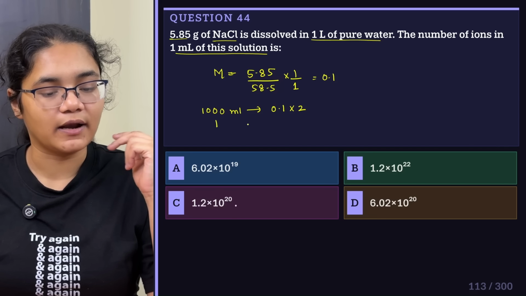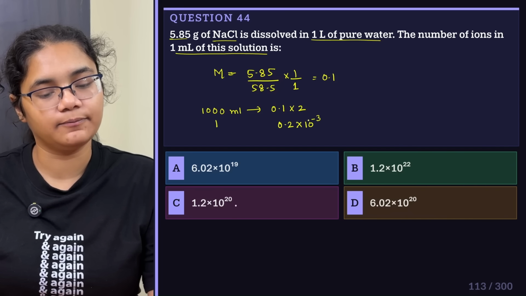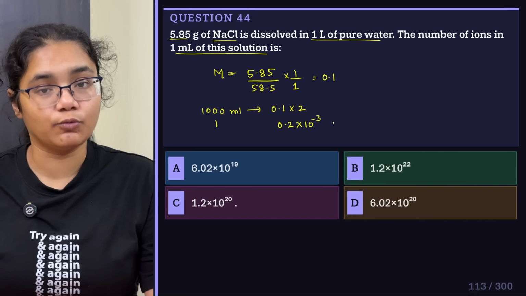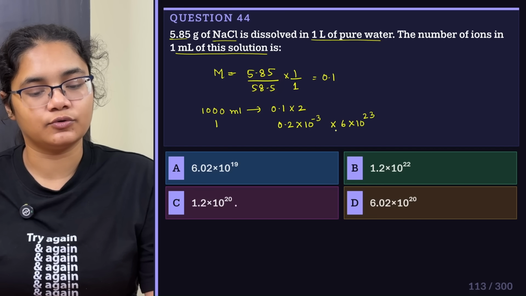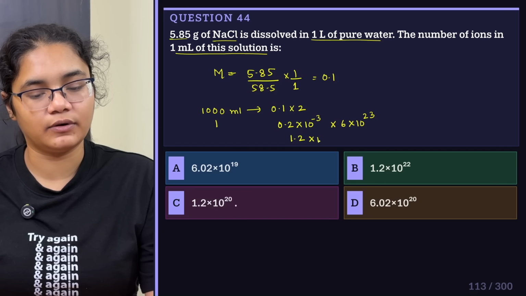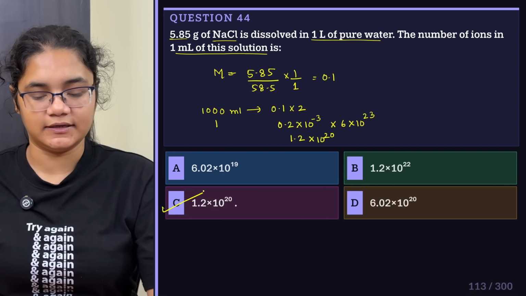Then in 1 ml it will be how much? 0.2 into 10 to the power of minus 3, right? Now this is moles, so I'll multiply by 6 into 10 to the power of 23, so that will be 1.2 into 10 to the power of 20, which will be option number C here.